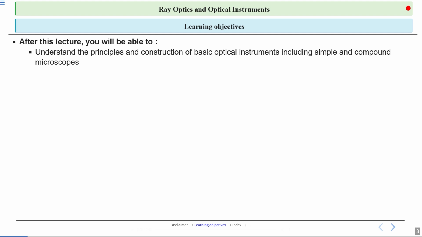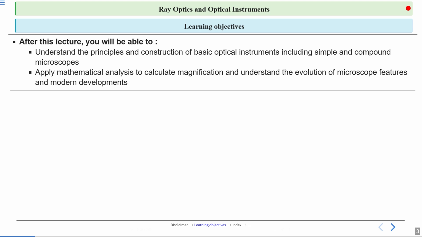So the first learning objective is to understand the principles and construction of basic optical instruments such as simple and compound microscopes. These instruments are crucial in magnifying objects, allowing us to explore the microscopic world. As we discuss this, pay attention to how each component contributes to the overall function of the microscope.